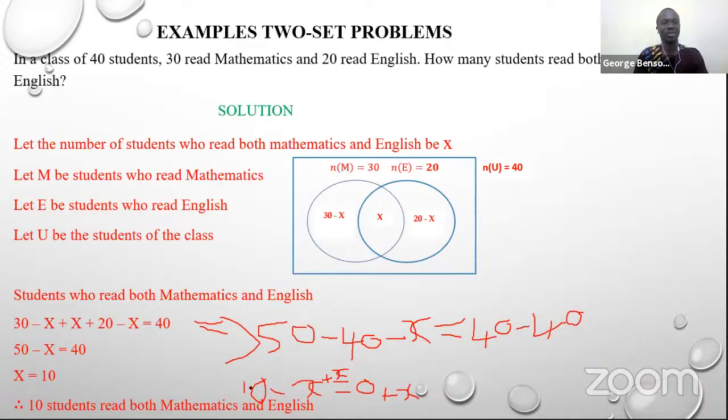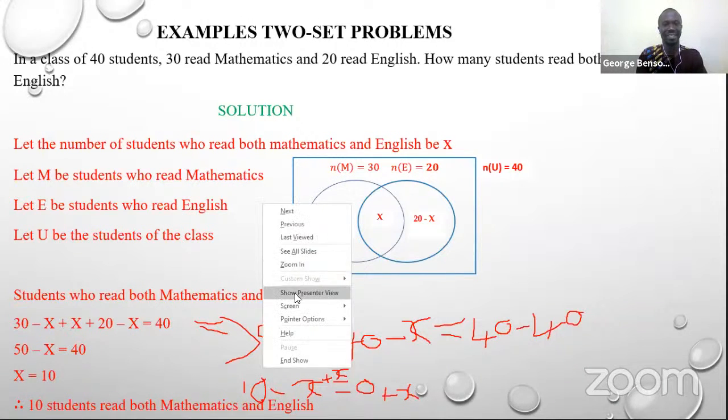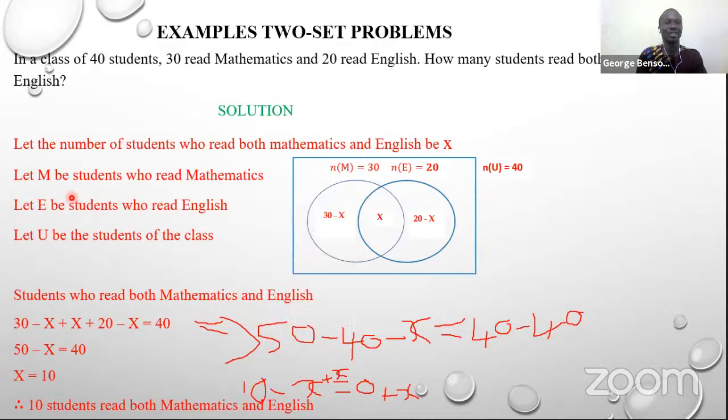Looking at the question, we've been told that in a class we have 40 students, and 30 read mathematics and 20 read English. And the question has asked us to find how many students read both mathematics and English. I hope you got my explanation to the bit about writing the preamble, this one, let x all those stuff.